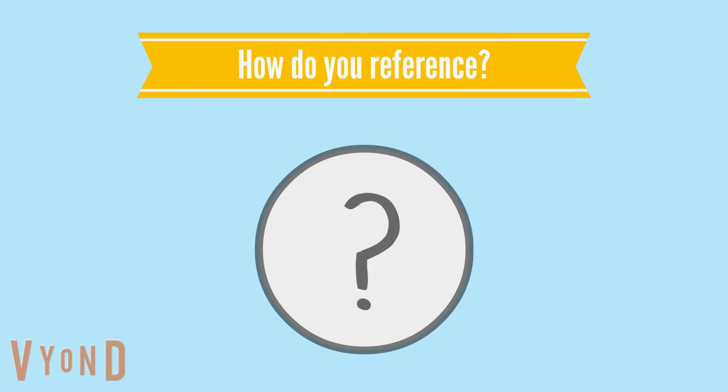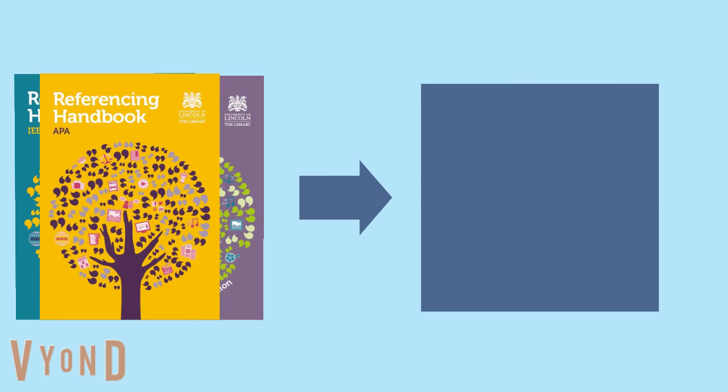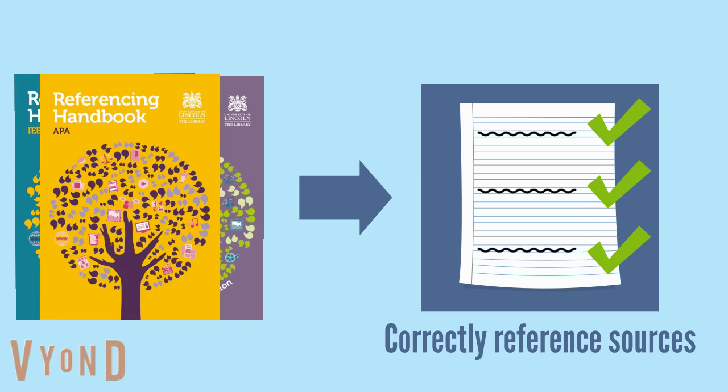Start by determining the referencing style that you are expected to use in your discipline. There are many different referencing styles. These have been developed by universities and professional bodies to guide authors in producing written documents within their field of work or study. They specify how to format and present documents, and most importantly, how to correctly reference sources.